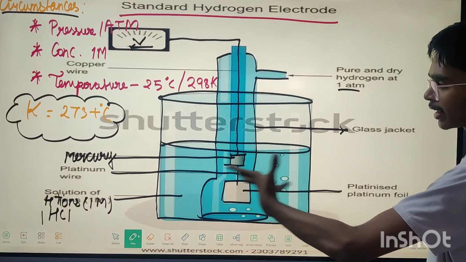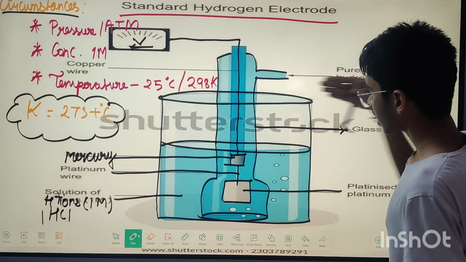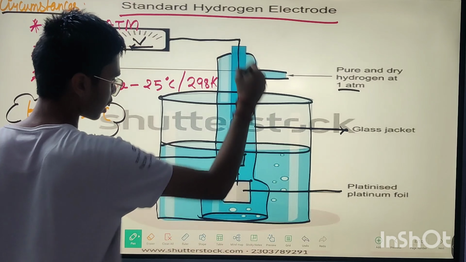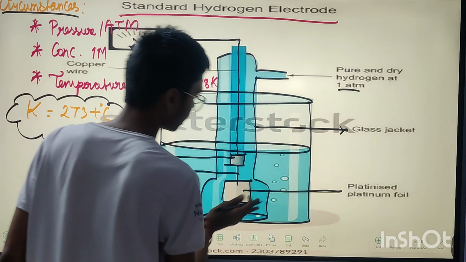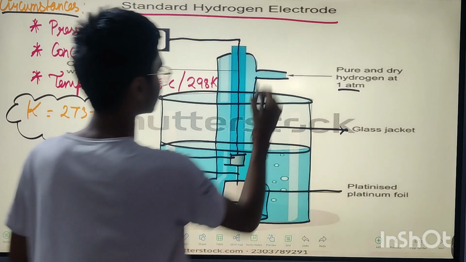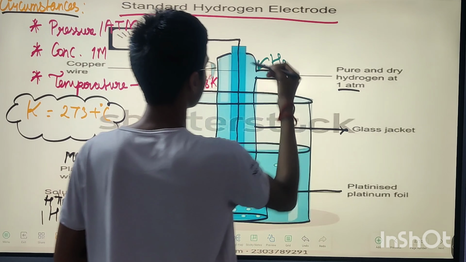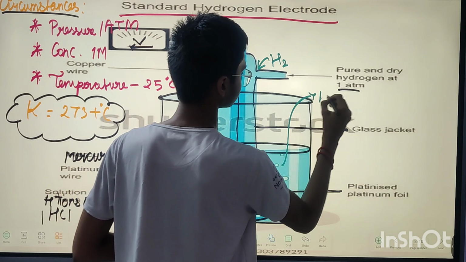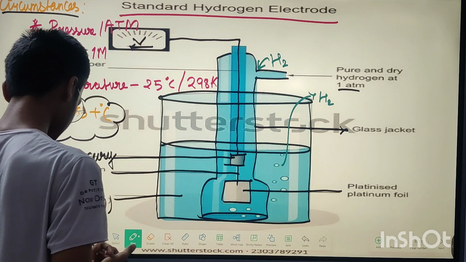Okay, so this is where hydrogen is being passed over here, and then it comes here. Here hydrogen is coming in and hydrogen is going out. That is what is happening. H2 is coming in and H2 is going out.